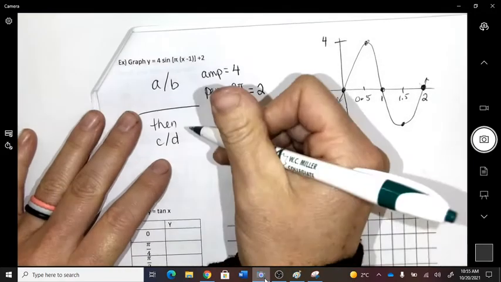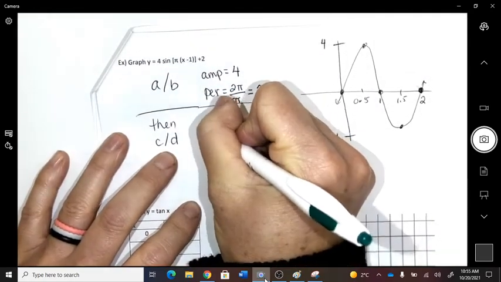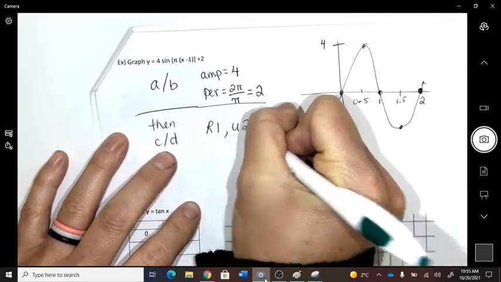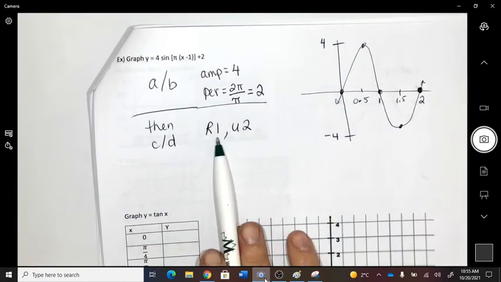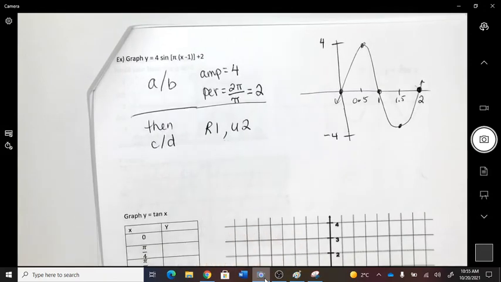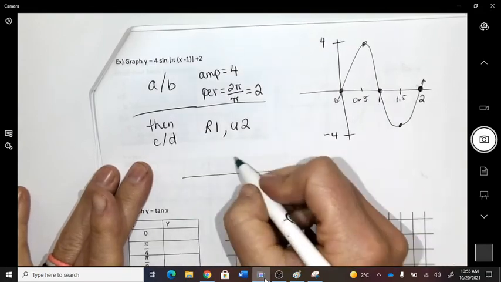Okay, now I need to move in a C and a D. So I'm going to be moving right 1, up 2. I'm going to be moving right 1 and up 2. We're good with that? That's the C and that's the D. Okay, here we go, final graph.